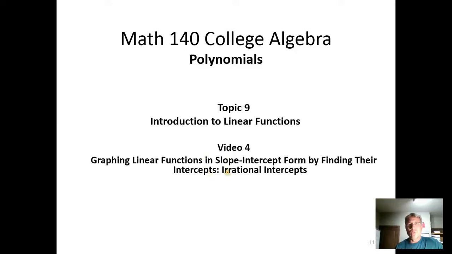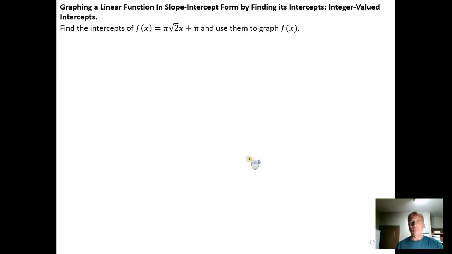So in this video we're going to again find the intercepts of a linear function in slope-intercept form and use them to graph the equation, but this time we're going to do it in the case where the intercepts are going to be irrational numbers. And we're going to do this just because it seems like students sometimes get the idea that things always need to work out nicely because that's what happens in the homework. And I'm going to make sure that your homework doesn't work out nicely at least a couple times.